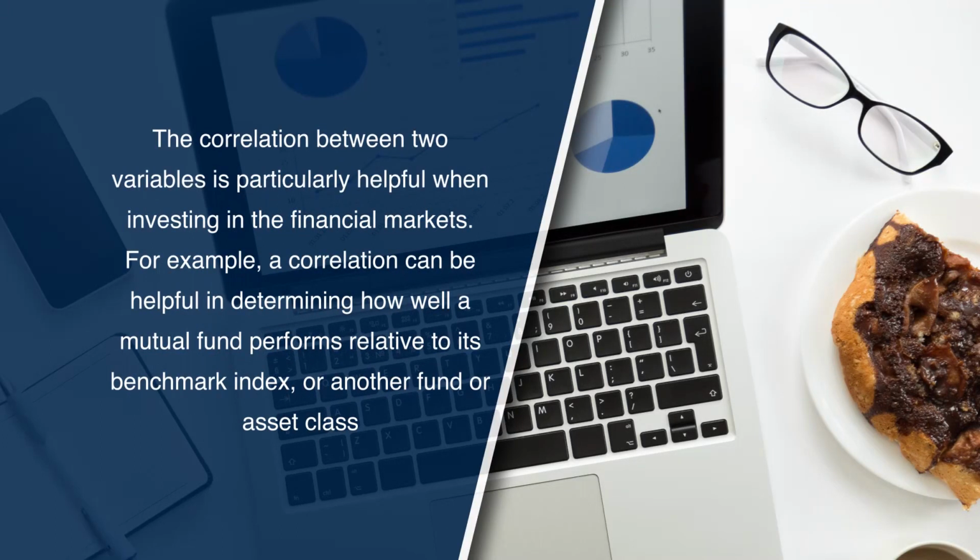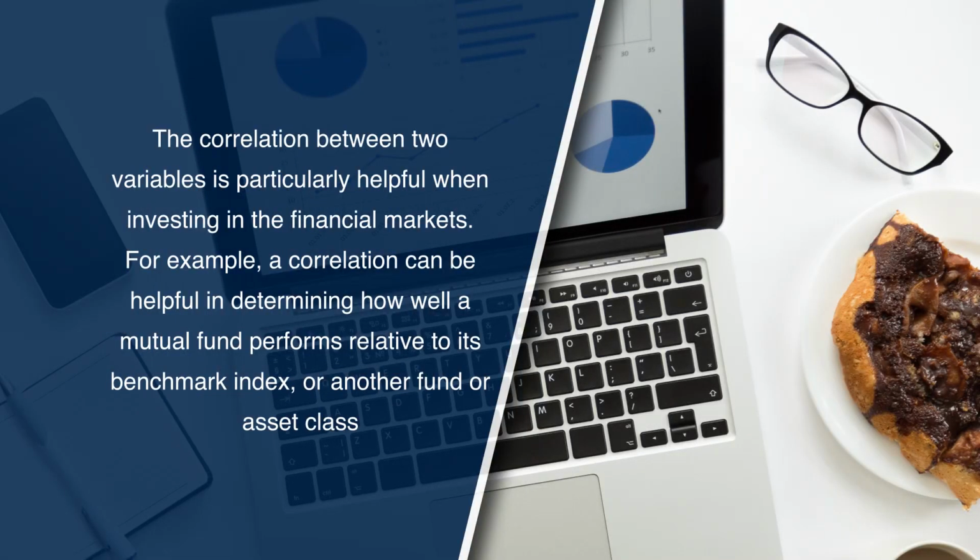The correlation between two variables is particularly helpful when investing in the financial markets, since this course, MCO3 Research Methodology and Statistical Analysis, is part of our postgraduate program called MCOM. Our Master of Commerce students emphasize the financial market, and they can work as a navigator or as a mentor. So statistical correlation is a very important ingredient. For example, correlation can be helpful in determining how well a mutual fund performs relative to its benchmark, and other funds and asset classes.